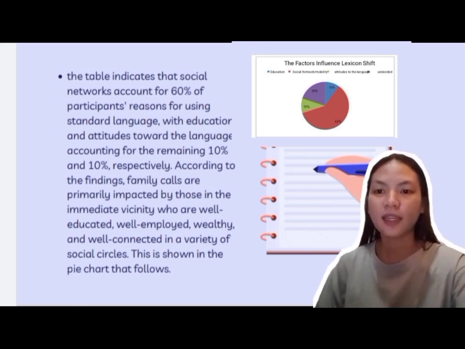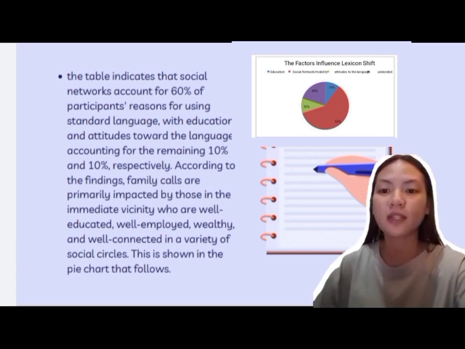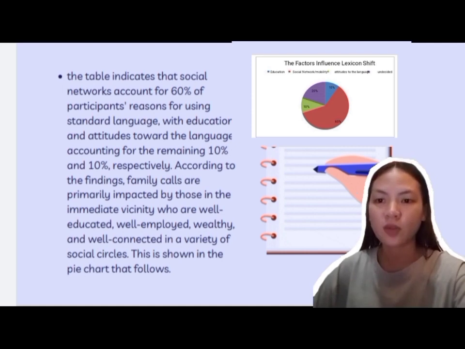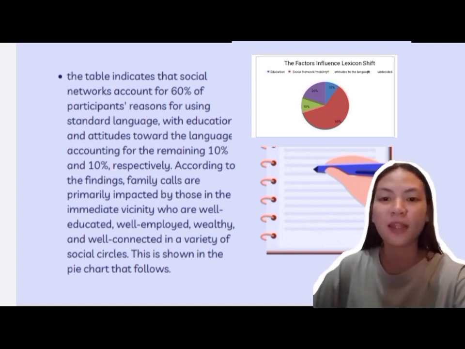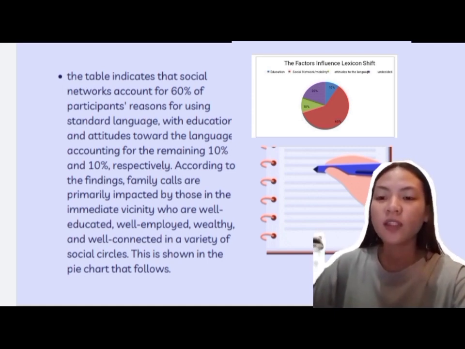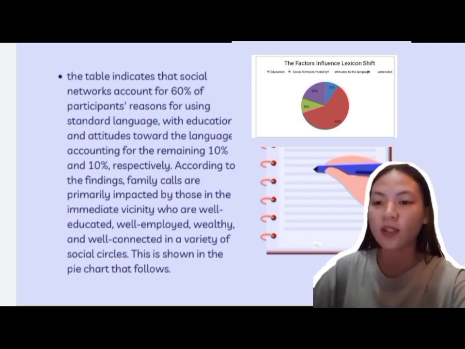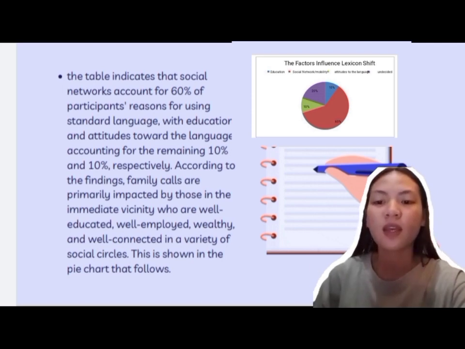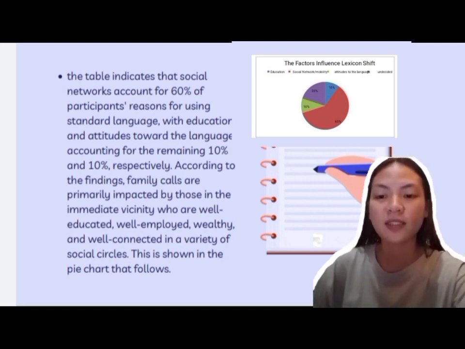So the table indicates that social networks account for 60% of participants' reasons for using standard language, with education and attitudes toward the language accounting for the remaining 10% and 10% respectively. According to the findings, family goals are primarily impacted by those in the immediate vicinity who are well-educated, well-employed, wealthy, and well-connected in a variety of social circles. This is shown in the pie chart that follows.